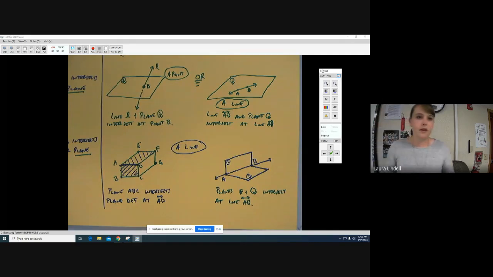Okay. So that's pretty much everything with intersections. Those are all the possibilities of what could happen when things intersect. Give everyone a moment to catch up writing here.